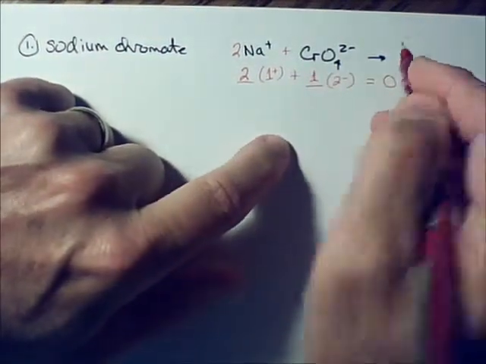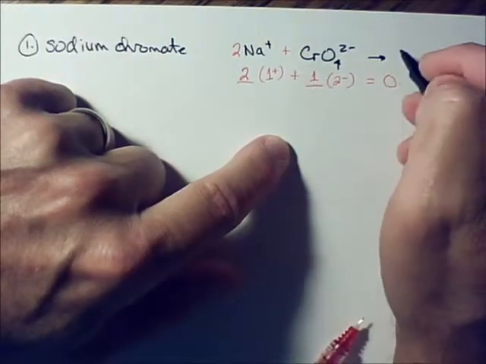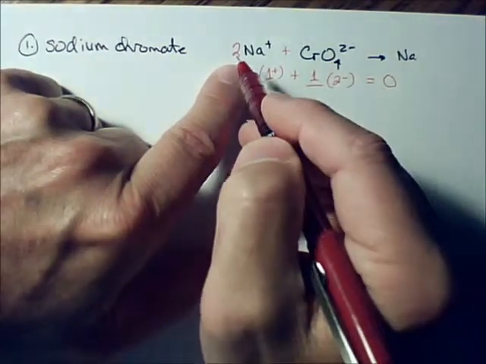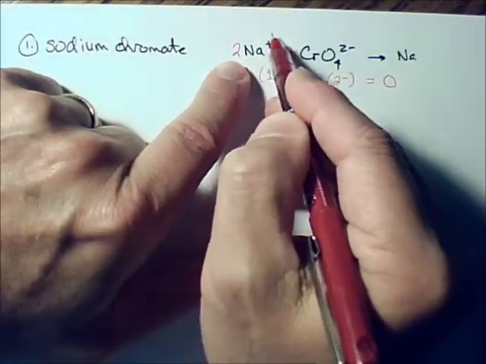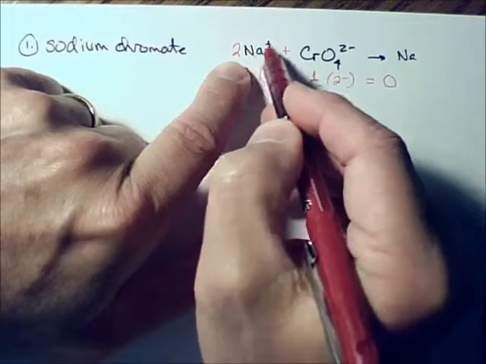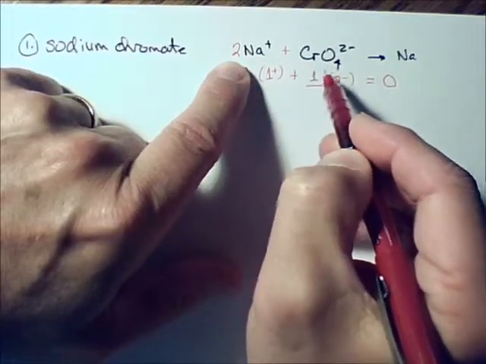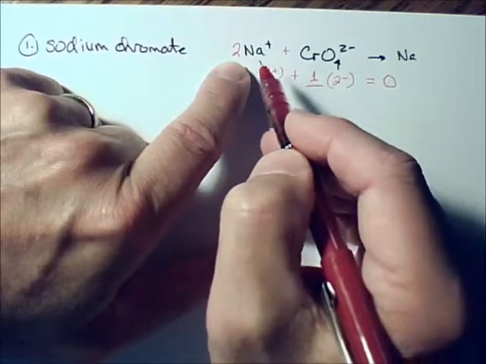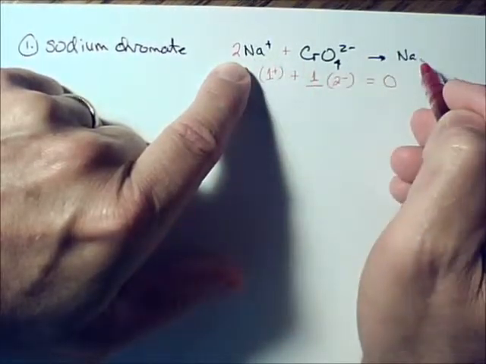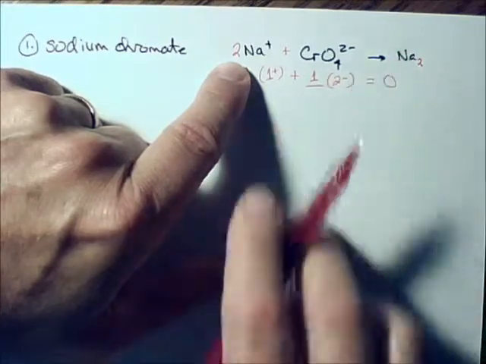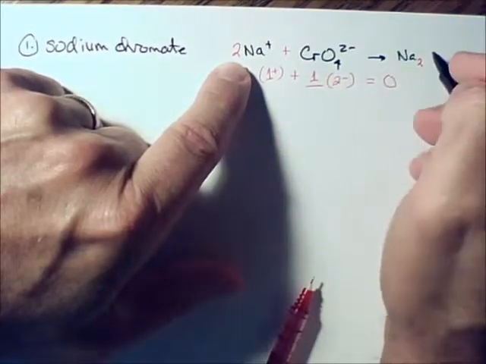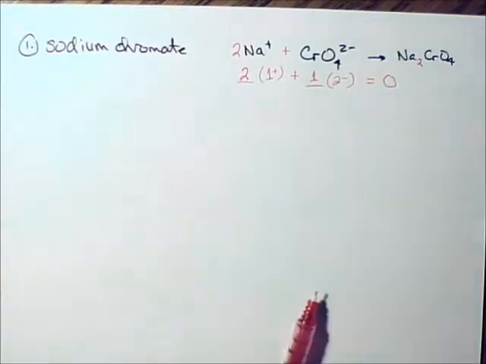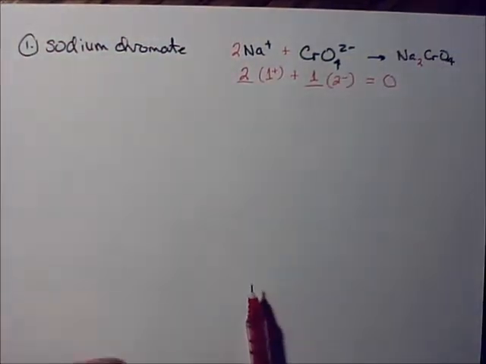When I put it together, this 2 coefficient tells me I have 2 of these particles. When I bond these 2 particles together with this chromate ion, to show that they're bonded together we use a different notation system. This coefficient becomes a subscript to show that it's bonded together with the chromate. And so the formula for sodium chromate is this. That is the correct answer to number 1.